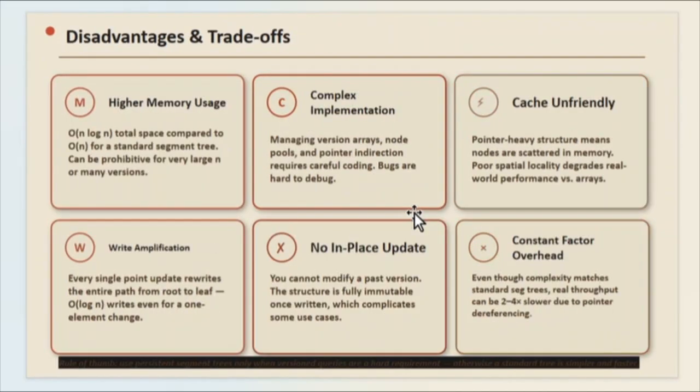Now, let's talk about the disadvantages, or the trade-offs. Of course, there are some trade-offs. Memory usage is n log n higher than a standard tree. The implementation is complex because the structure is pointer heavy and has poor cache locality, which means real-world throughput can be 2 to 4 times lower than a simple array-based structure. The rule of thumb: use a persistent segment tree only when versioning is a hard requirement. Otherwise, a standard segment tree is simpler and faster.